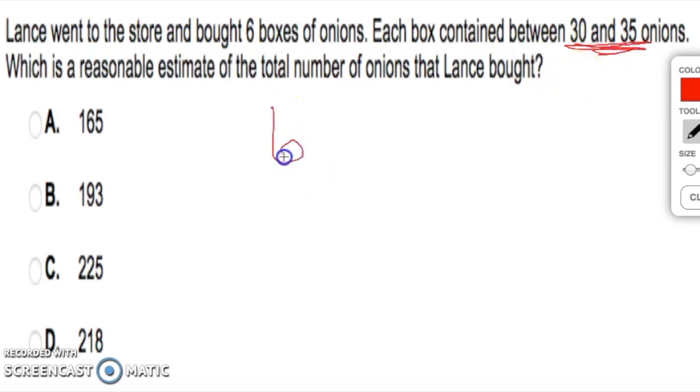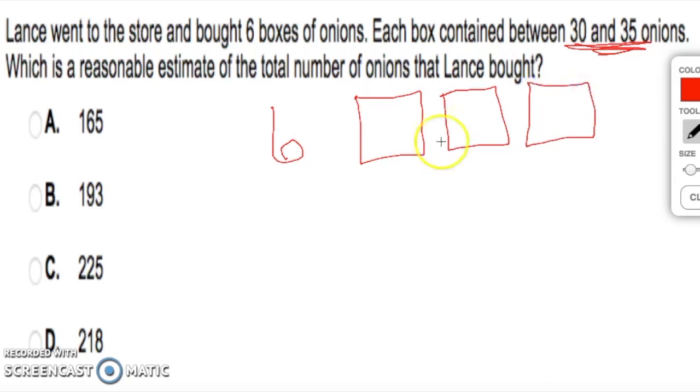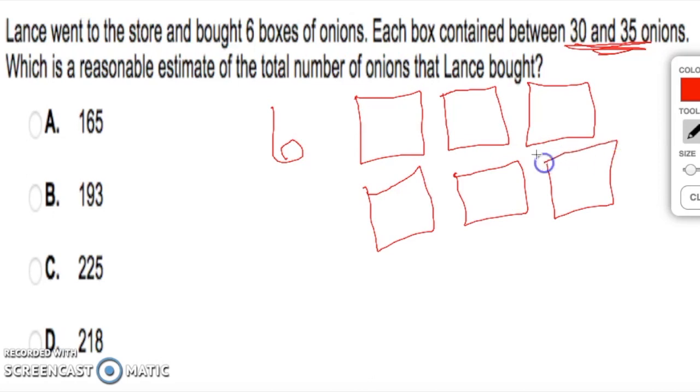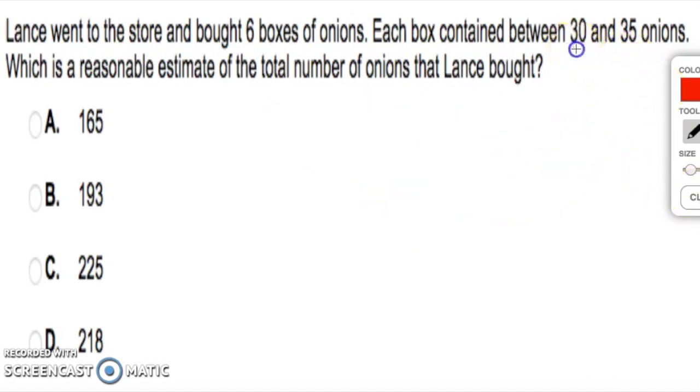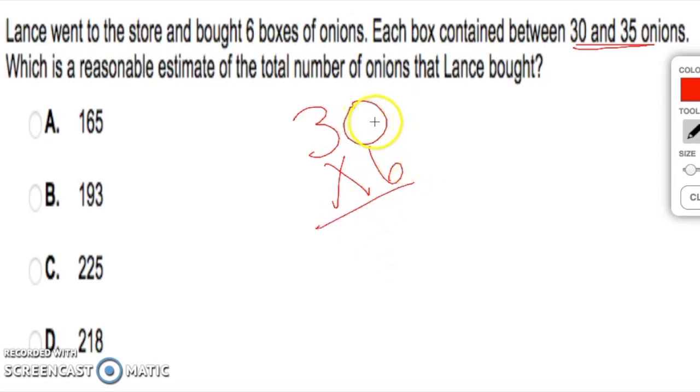So we know he's got 6 boxes of onions. So I could draw my boxes. But how do I know how many are in each box? I do not want to just say, okay, there's 30 in this one, 35 in this one, 33 over here. I don't want to do that. I need to be a little more mathematical about it. So between 30 and 35, let's assume for a second that there's 30 in each box, and we have 6 boxes. Again, there's a 0 in the problem, there's a 0 in the answer. That leaves us with 6 times 3 is 18. So my answer is 180.